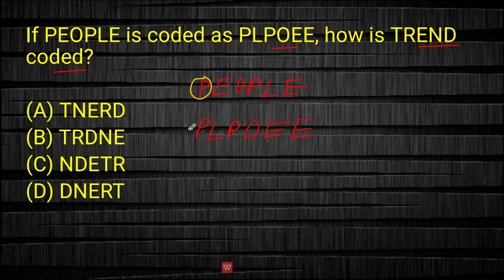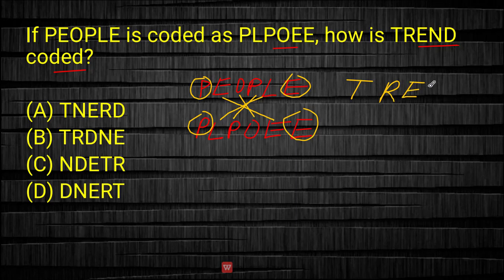And here you can see that P and E are fixed, that means the first and last letters are fixed, and they have changed the middle letters. Like L they have written in that way, E in that way, O, P. So this is the technique by which they have coded. So in that way, trend, TREND.